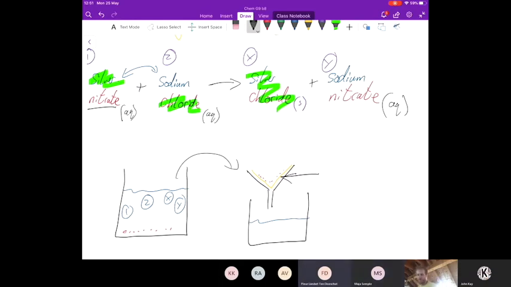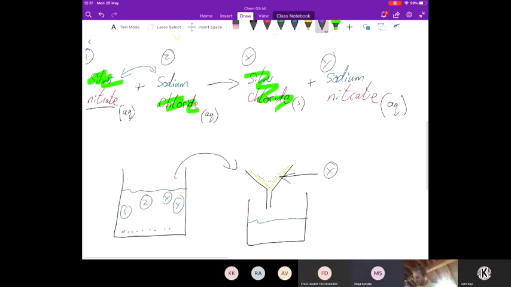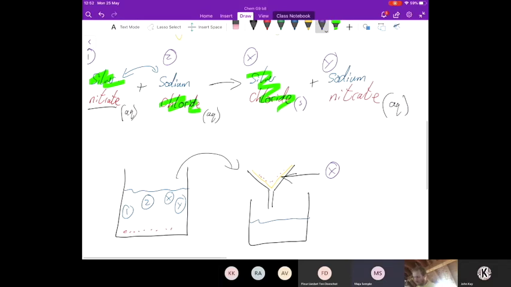X, right? The silver chloride. Do you all understand that, Kelly? Do you understand that X is going to be on that filter paper? Yeah, sorry, I understand. So 1 is aqueous. Number 2 is aqueous. Y is aqueous. So all three of those are dissolved in water. And X is a solid.